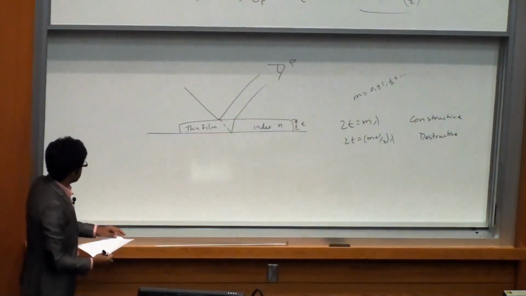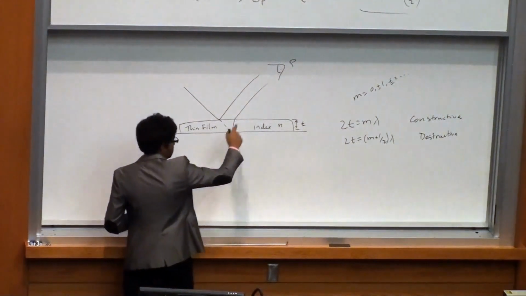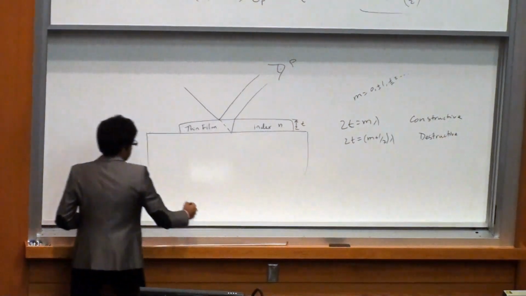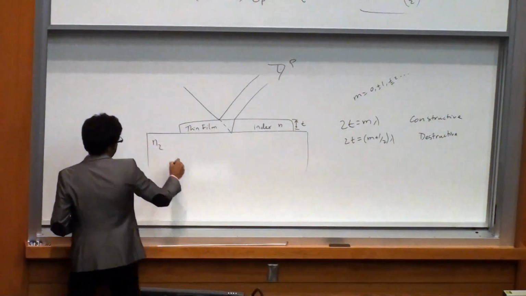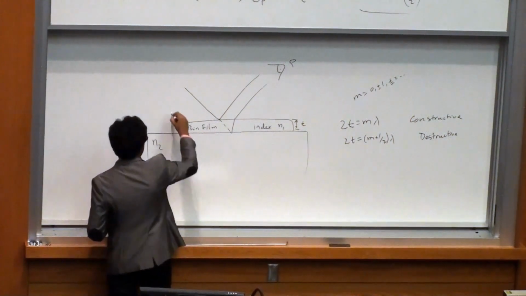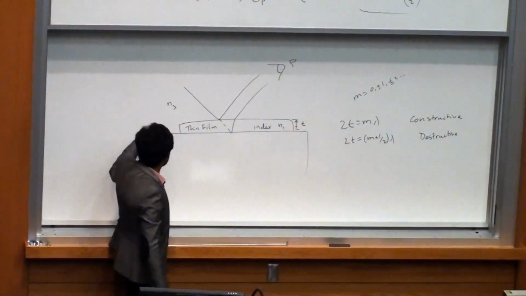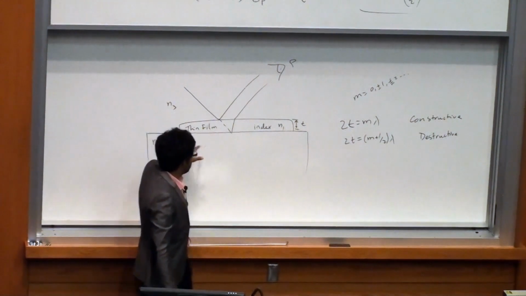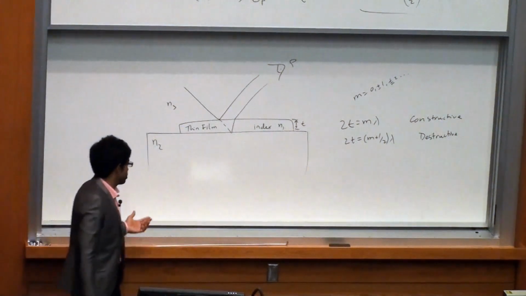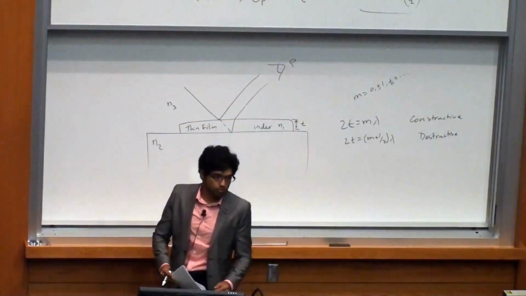And then it also depends if this is just something that reflects but nothing else goes in. It depends on if this also has an index. Right, this will have, let's say, some index n2, this is some index n1. Also this index over here will have something, let's say this is n3. So you have some thin film here, and it depends on the relationship between n1 and n2. If n1 is larger than n2, then you'll have one type of relationship. If n2 is larger than n1, you'll have the opposing relationship between constructive and destructive.